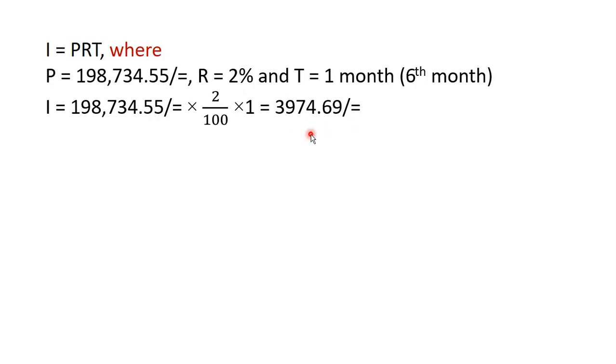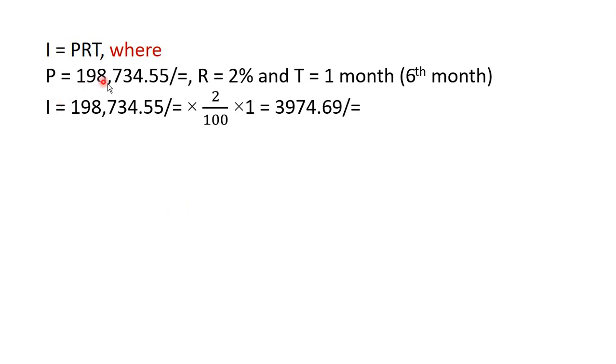So remember, the question is asking how much she would pay after 6 months if she pays all the amount at once. If we want the total interest, we get the interest for each of the months, and we add. But in this specific case, we want the final amount.